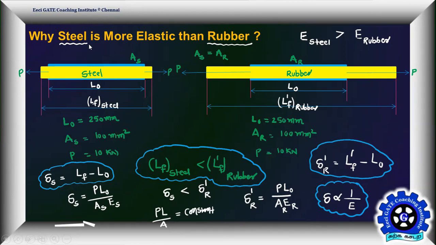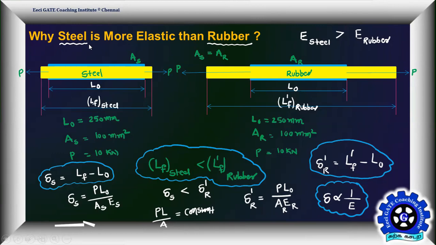In that case, steel is more elastic than rubber. If you face the same question in the interview, you need to give this much explanation. Don't directly say steel has more Young's modulus compared to rubber. Don't say like that. That is not the elastic property.